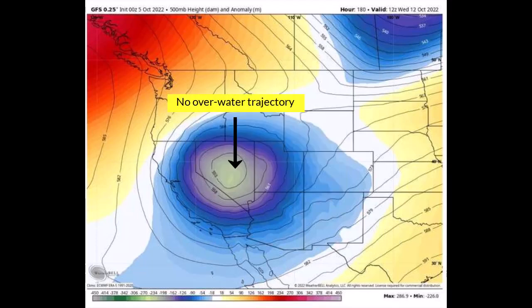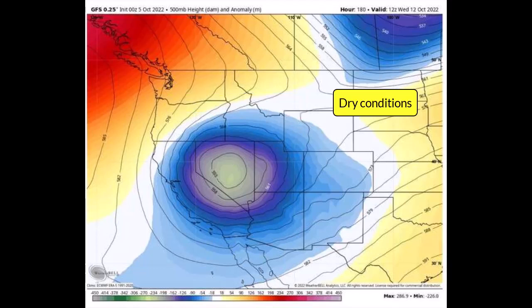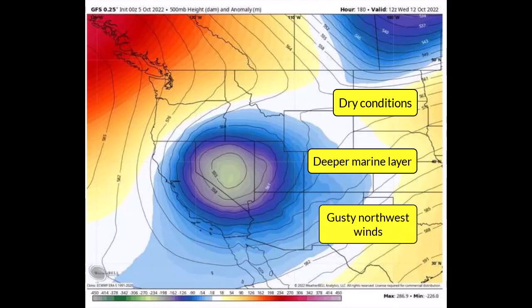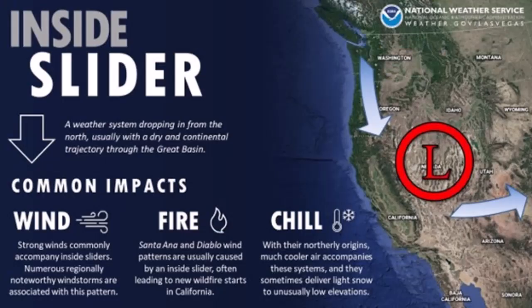If the trough remains over land or has a short trajectory over the ocean, conditions will likely remain dry and instead deepen the marine layer south and west of the coastal mountains, as well as bring in stronger winds. We oftentimes refer to these troughs as inside sliders. These can bring an increased threat of fire spread due to the gusty winds and dry conditions.